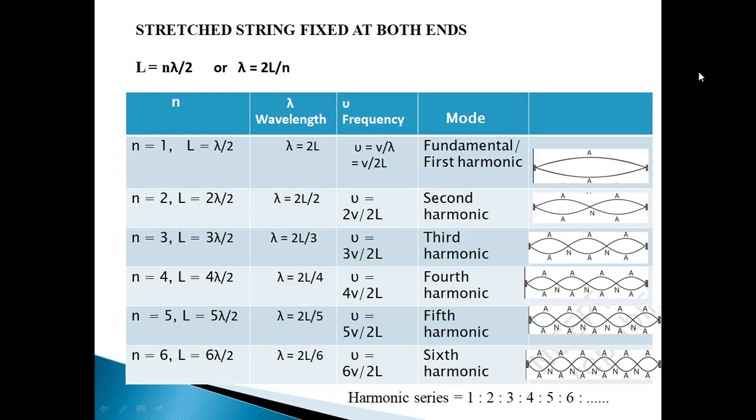And so on, you get 3v by 2L, 4v by 2L, 5v by 2L, 6v by 2L for the frequencies, when n equals 3, 4, 5, 6, and so on. So the harmonic series that we get is in the ratio 1:2:3:4:5:6, and so on. So in a stretched string which is fixed at both ends, the harmonic series will be as seen here.